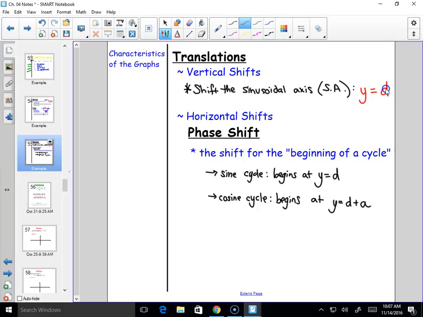Horizontal shifts. Now, here's the dealio. Translations. All of these, shift, shift, both of these are translations. Sinusoidal axis is the vertical one, right? What's the horizontal one? The phase shift.